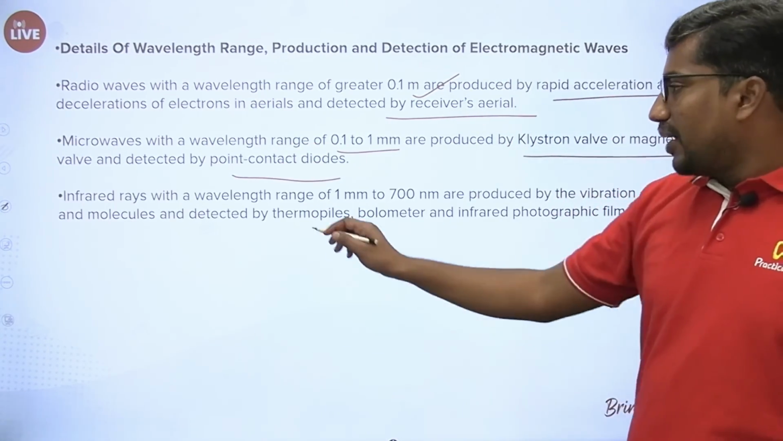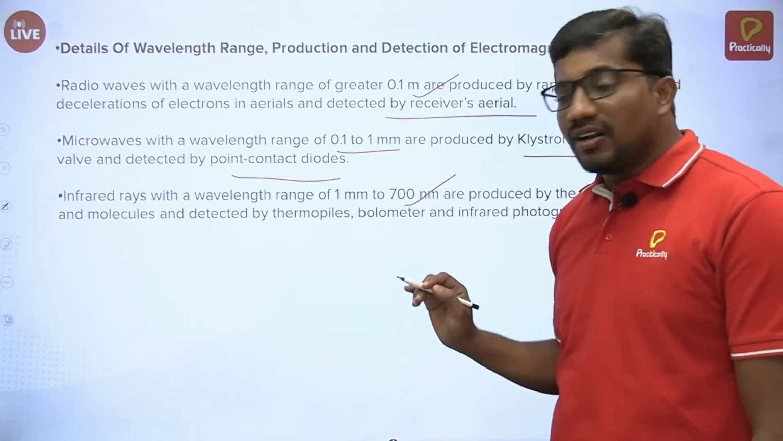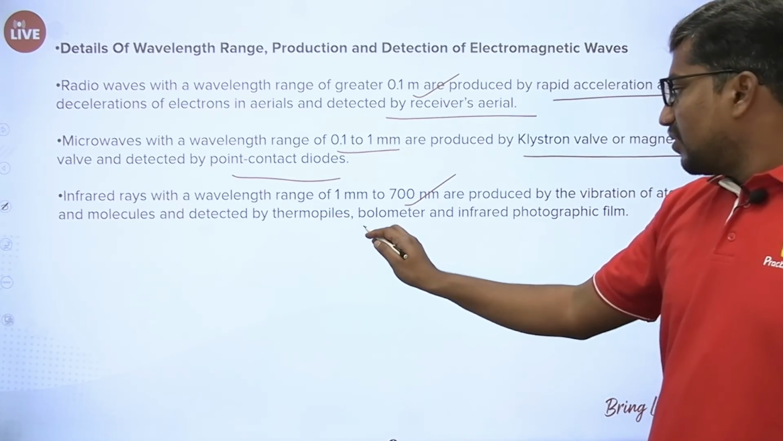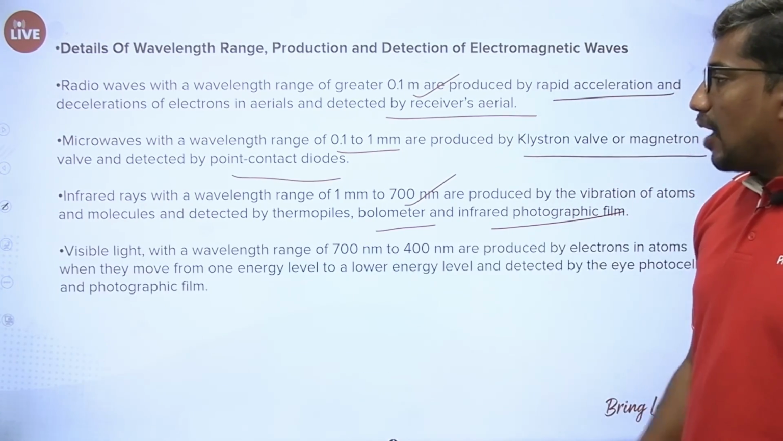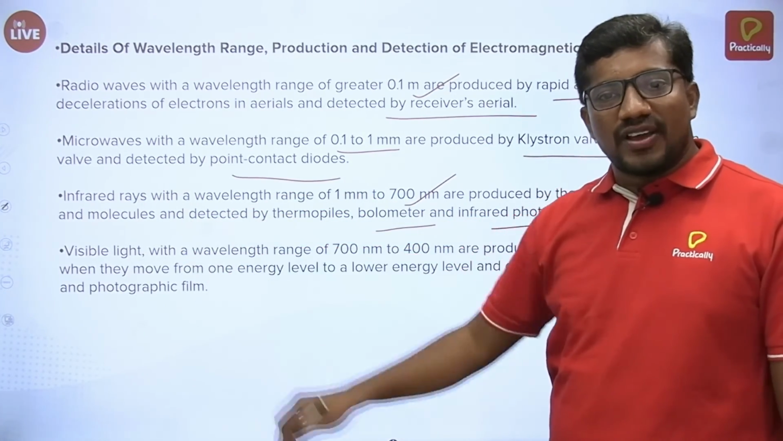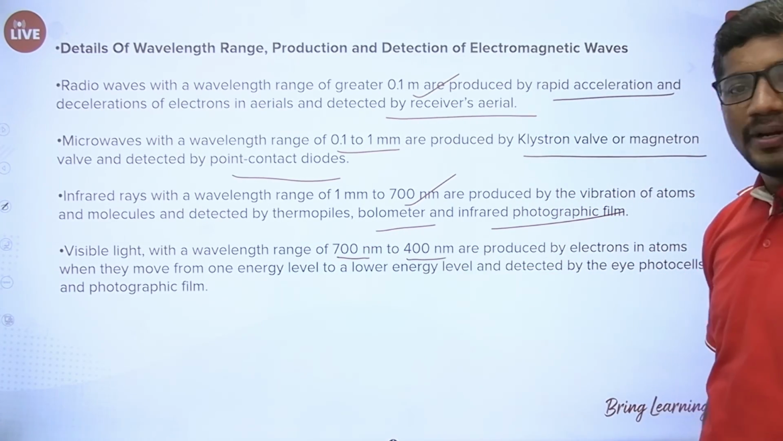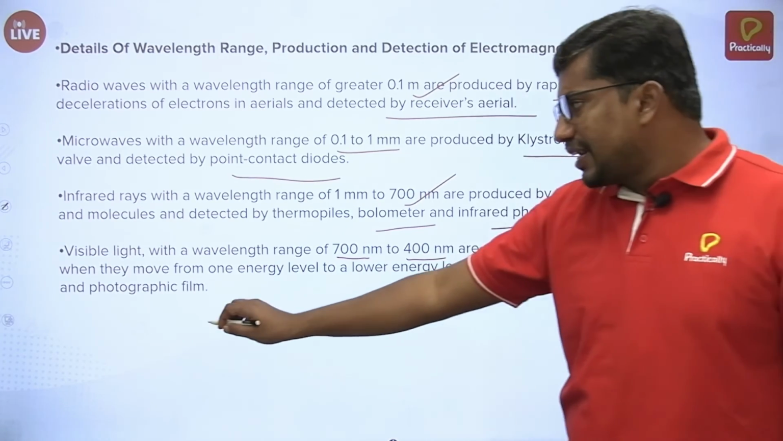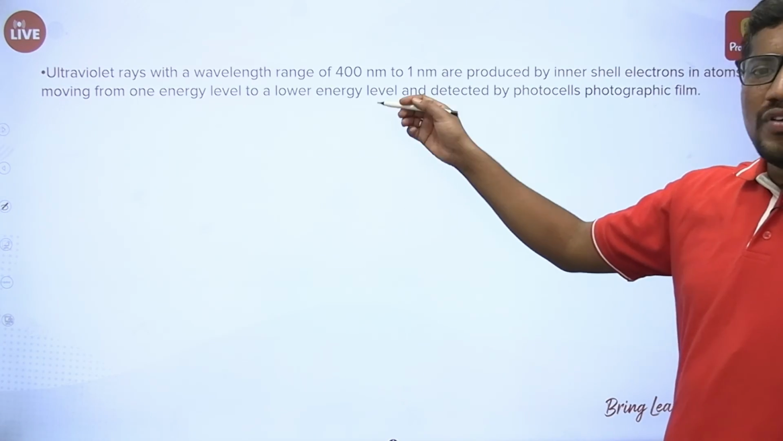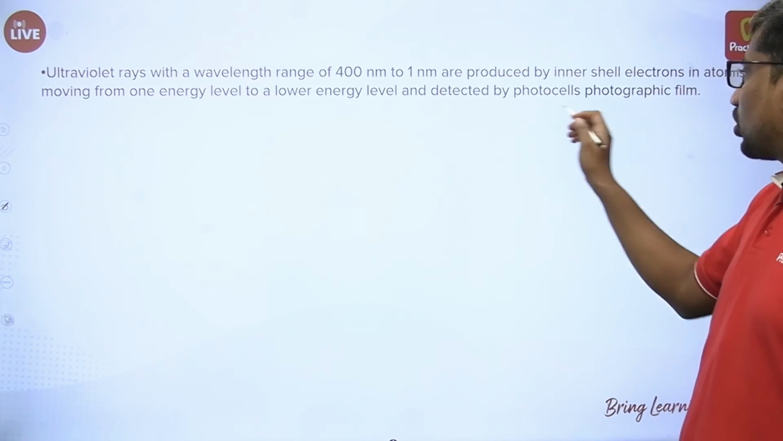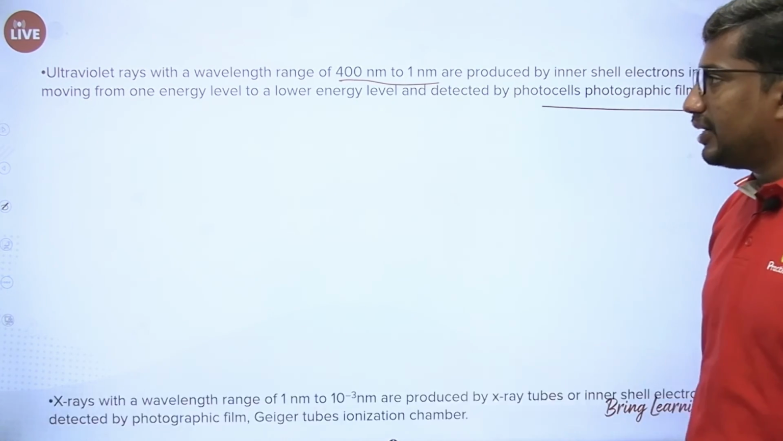Infrared waves have a wavelength of 1 millimeter to 700 nanometer, and they can be detected by thermopiles, bolometer, or infrared photographic film. How they are produced, by excitation of atoms and molecules, we have learned already. Visible light has a wavelength from 700 nanometer to 400 nanometer, and it can also be detected with the help of photographic film. UV rays can be detected with the help of photocells or photographic film, with a wavelength from 400 nanometer to 1 nanometer.